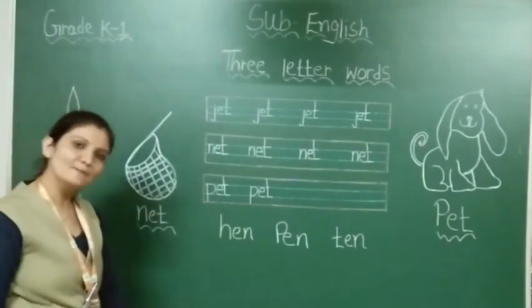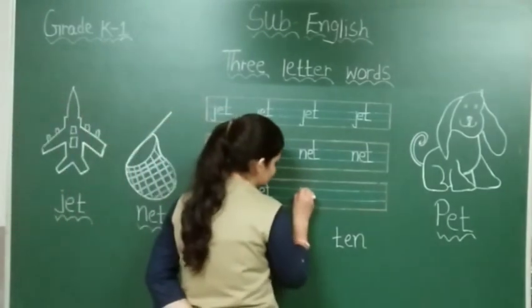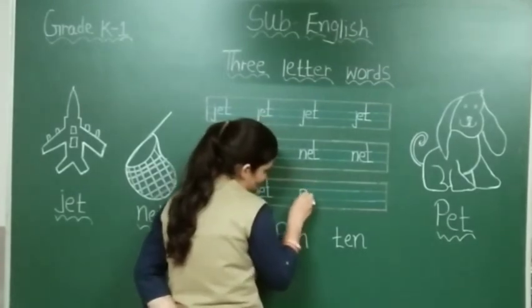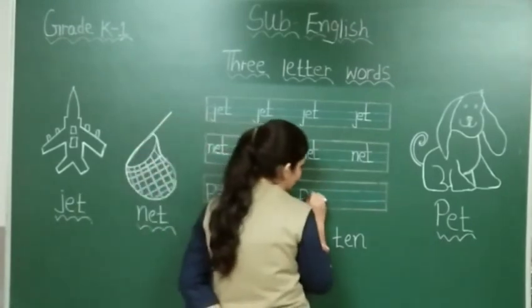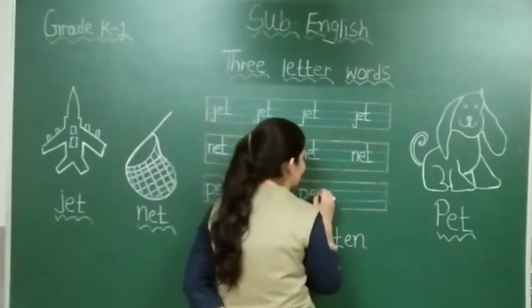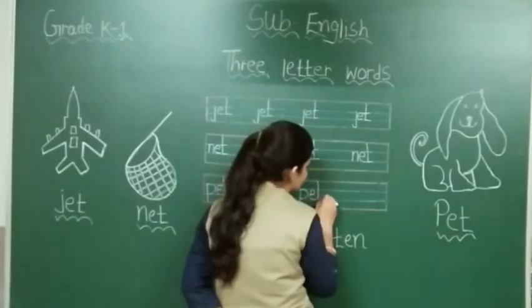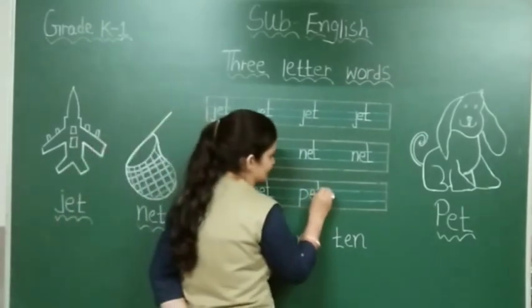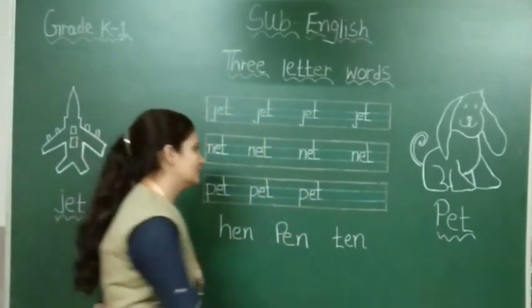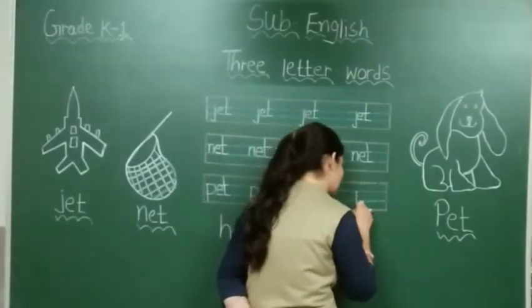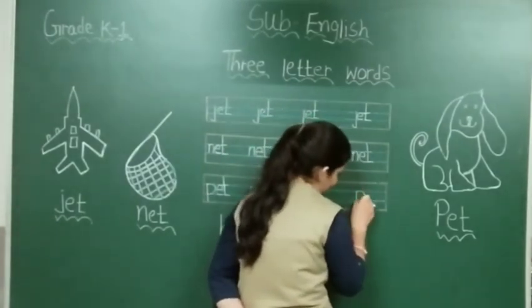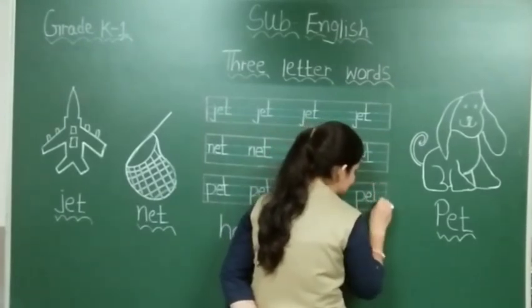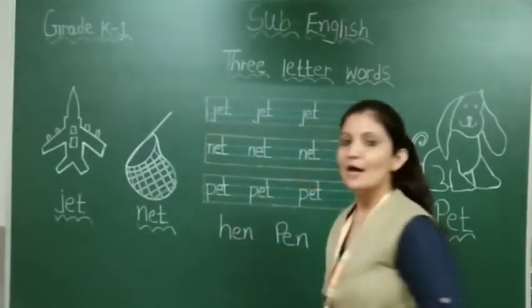P-e-t, pet. Again. First of all, we have to write P. Start from the blue line to the red line like this. Then we make E and then T. This is called pet. Okay, again. We write P, then E, and then T. This is called pet.